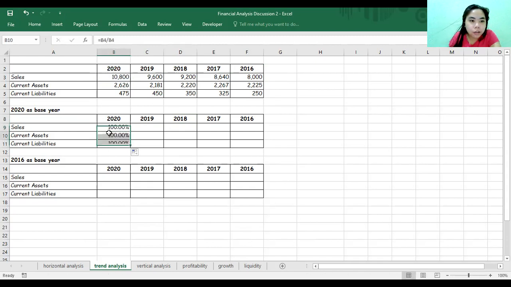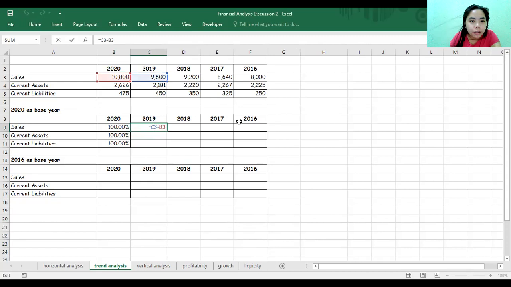Okay, so I have to drag it down. Okay. Then for 2019, our base year is 2019. So from here, oops, why? Oh, okay. It's divide. Okay. Need to check with our module if it's right.